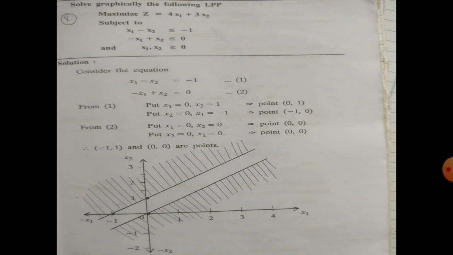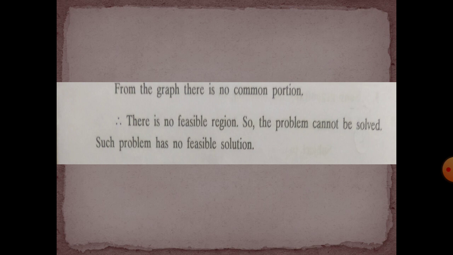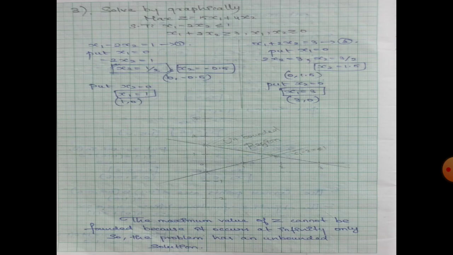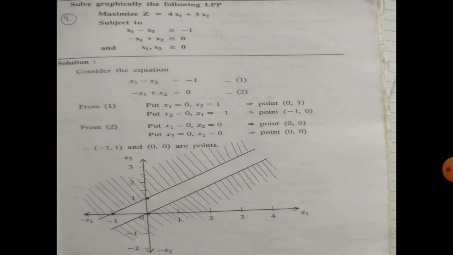So here there is no common portion. So you have to write: from the graph there is no common portion, therefore there is no feasible solution. So the problem cannot be solved. Such a problem has no feasible solution. So the third problem is the example where you have a common region but the maximum point we can't find, it occurs at infinity. The fourth problem is the example of no feasible solution because there is no common portion.